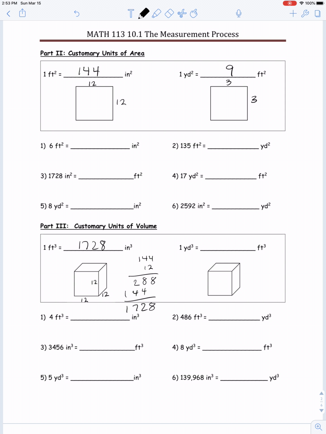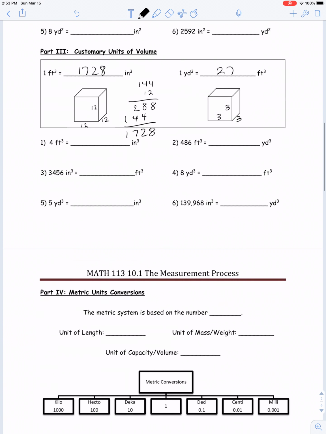And then same thing with our yards to feet. We'll have 3, 3, 3. So 3 times 3 times 3 gives us 27 feet cubed. Again, I'll leave these for you to try on your own. Feel free to ask me questions if you get stuck on any of them. Use the collaboration space. You can check each other's work. That would be good.